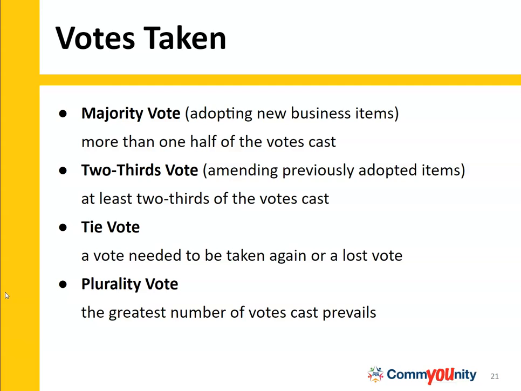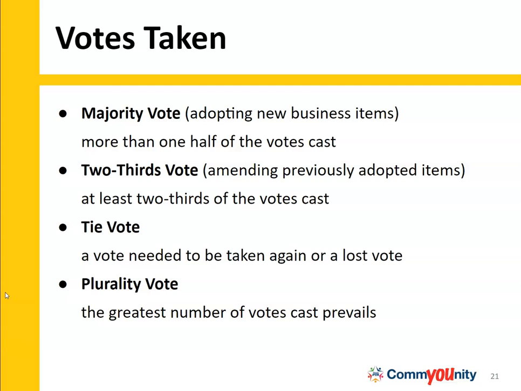A tie vote brings different results based on the situation. In cases of an election where a majority is required, a vote resulting in a tie would be taken again. In the case of a motion, no matter whether a majority or a 2/3 vote is required for passage, the motion would fail and not be taken again.